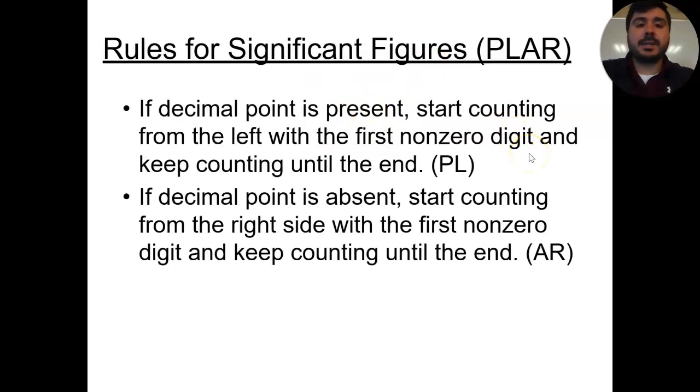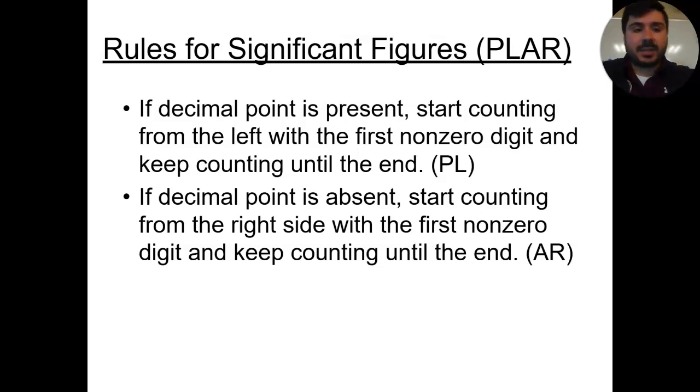Now, this is going to play into it because of this set of rules called the rule for significant figures, which we call the PLAR rule. PLAR is kind of an acronym. PL being present and left, and then the letters A and R are going to be absent, right.